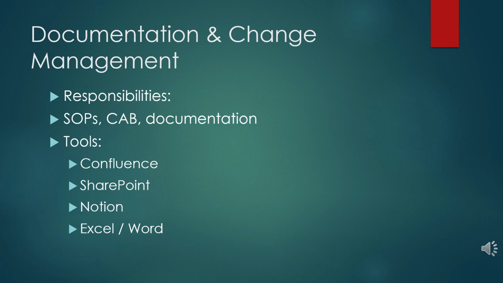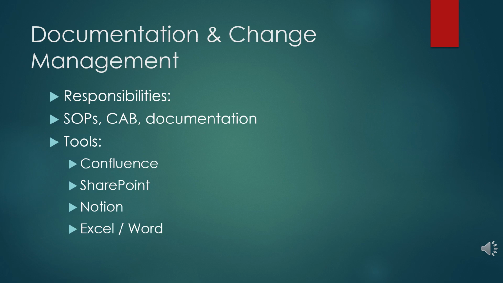CAB is a group of stakeholders who review and approve changes before they are implemented. For example, if we want to apply a patch, upgrade a server, or modify configurations, we need to create a change request. This request includes details like what change we are making, why it is needed, what systems will be impacted, and what is the rollback plan.